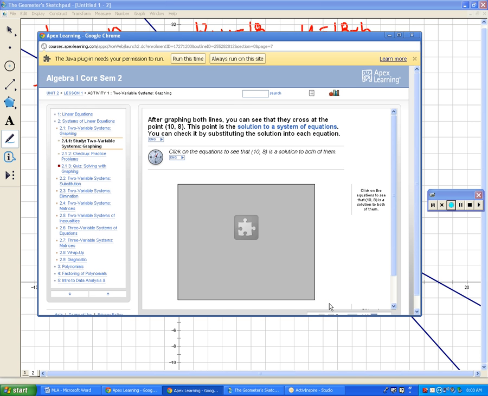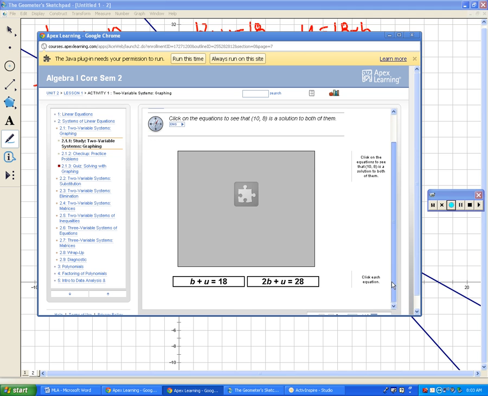I'm guessing they just have a couple more. Okay, so they're going to walk you through the problem here, what we just did, although I can't see that.